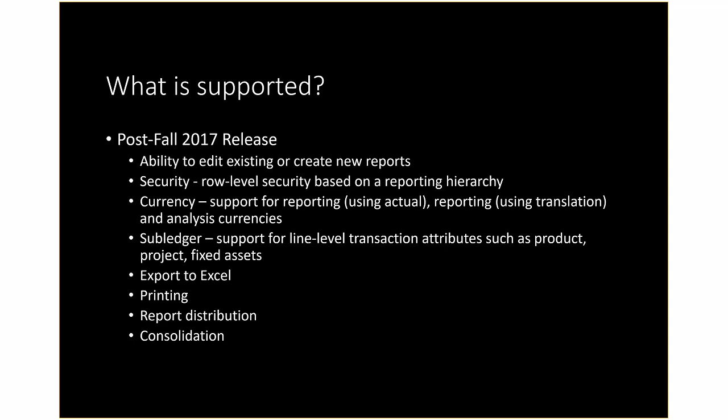We also want to add, shortly after fall, the ability to pull line level transaction attributes. Some of the ones I talked about earlier were things such as project, the product, or the fixed assets that might be down at the line level of your transactions. We want to add support for exporting to Excel. Power BI today does have an export option to Excel, but the problem is that it exports only the raw data, so you don't have access to the nice formatting that you would have defined in your visual within Power BI. So we're looking to add support to maintain that visual layout of your data when you're exporting it.